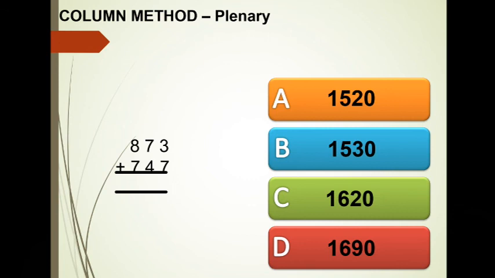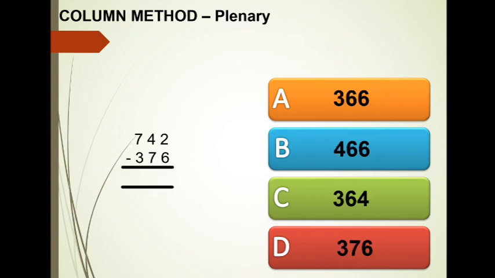Now, because it's always fun to play a game, here's column method plenary. Plenary just means a bit of a practice at the end to make sure you understand it. So we're going to play the game A, B, C or D. So pause, add up those numbers and then come back. Do you think the answer's A, B, C or D? Pause now. And hopefully you're right and the answer is C.